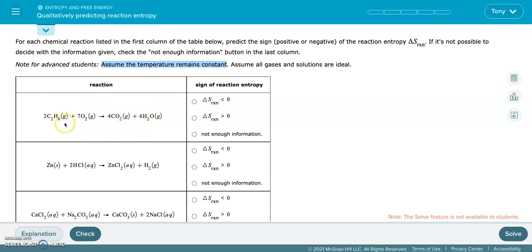What I'm looking at right away is just adding up 2 and 7. So I see 2 moles of this C2H6 gas, 7 moles of O2 gas. So that's 9 moles overall. Goes to 4 plus 6 is 10 moles of gas. Therefore, I predict that the entropy is going to be increasing in this reaction. We've got more moles of gas on the right-hand side than we have on the left-hand side.